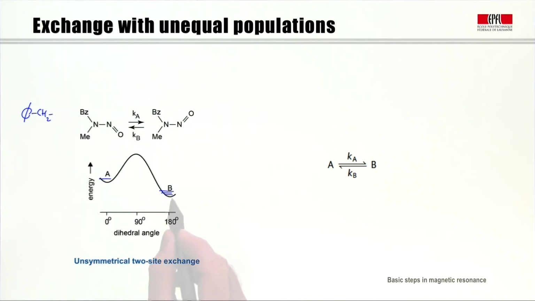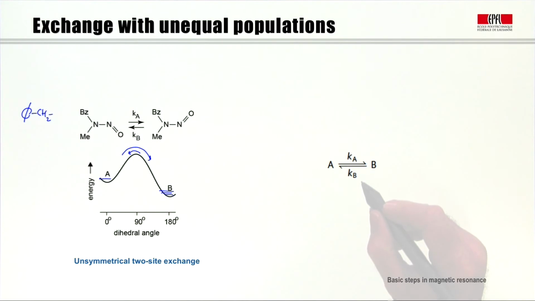So there will be more molecules in this lower energy state than in the upper energy state. And we can also say that the likelihood that we move from left to right is faster, the exchange rate is higher than in the other way around. So this situation now means that kAB is different from kBA. This will have some consequences on the spectra.